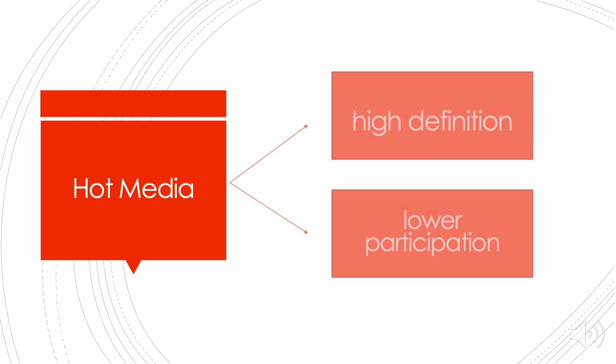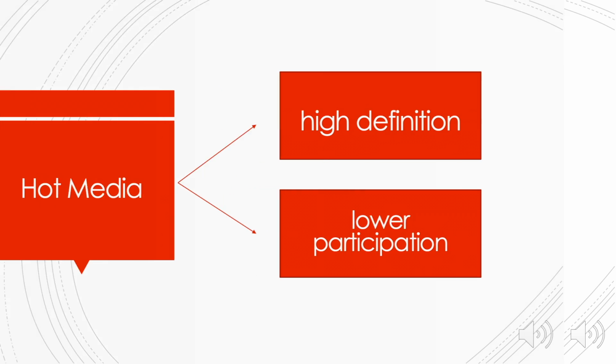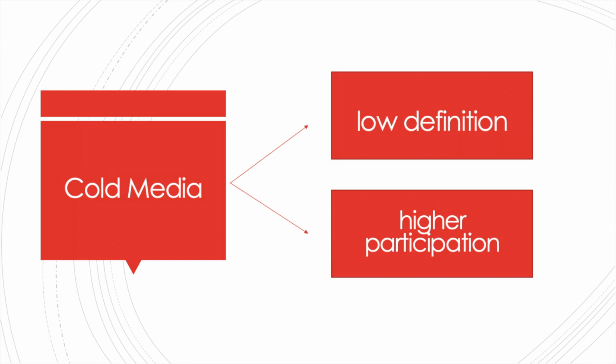To summarize these two criteria, hot media is high definition, meaning that there's a lot of sensory data, and low participation, meaning that the media speaks for itself and requires little of the audience. Cold media, on the other hand, is low definition, meaning that it has less complete information, and higher participation, meaning that it requires more of the audience.